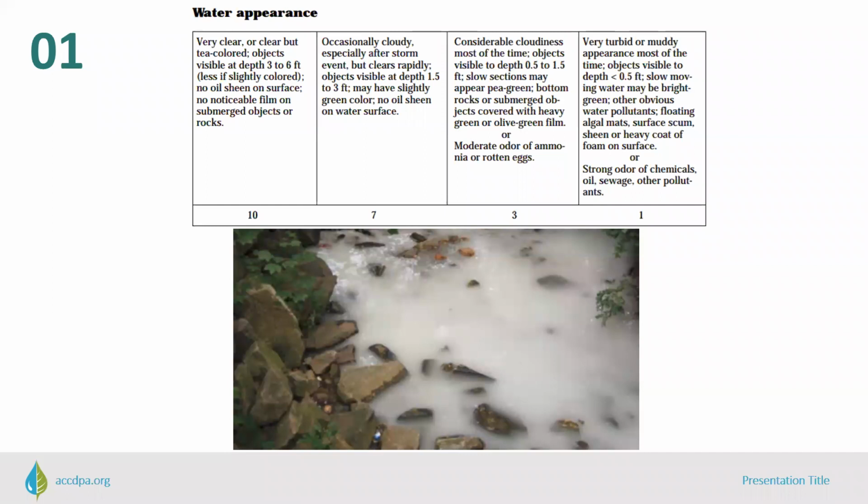That's good. I'm getting a lot of ones in the box there. That's probably what I would give this. It's very turbid. You can't see any objects at visible depth. It's considerable cloudiness. This is an AMD discharge as well, for aluminum. So there's obvious water pollutants in the water here.